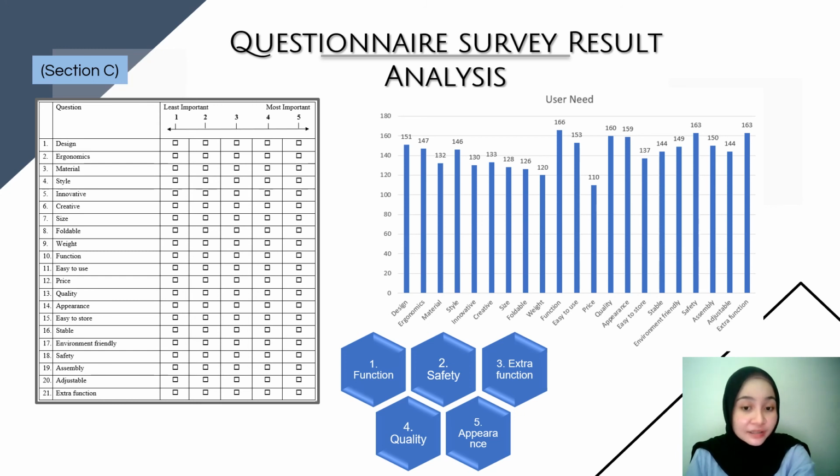Based on the survey result, the top 5 that respondents chose are function, safety, extra function, quality, and appearance. These 5 characteristics will be used as a design direction for the multipurpose bookshelf design.